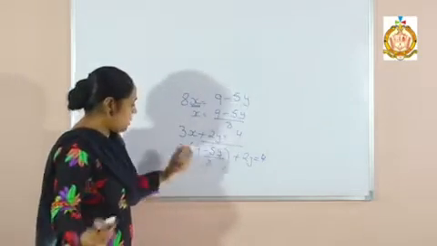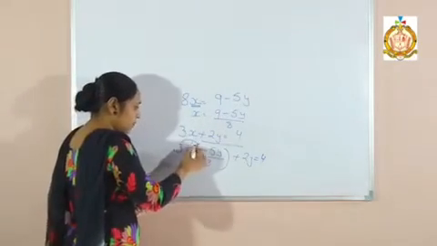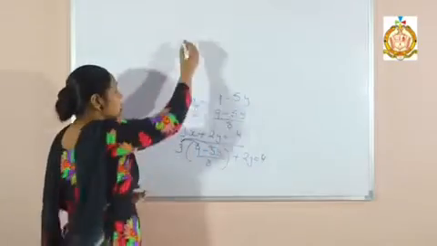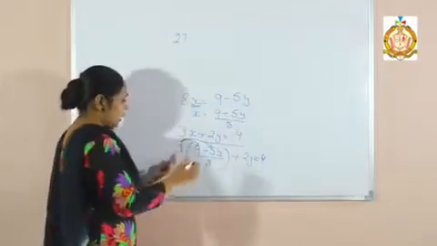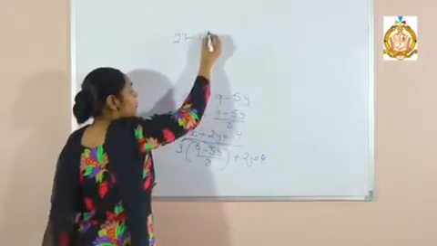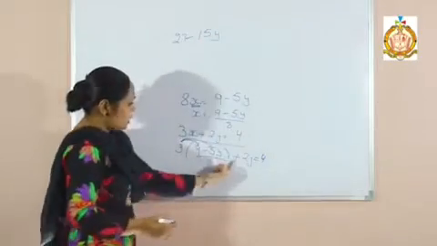First I will open this bracket. 3 will be multiplied with 9. 3 will also multiply with 5. 3 nines are 27. Then sign of minus. Then 3 multiply 5 becomes 15. With y there is plus.